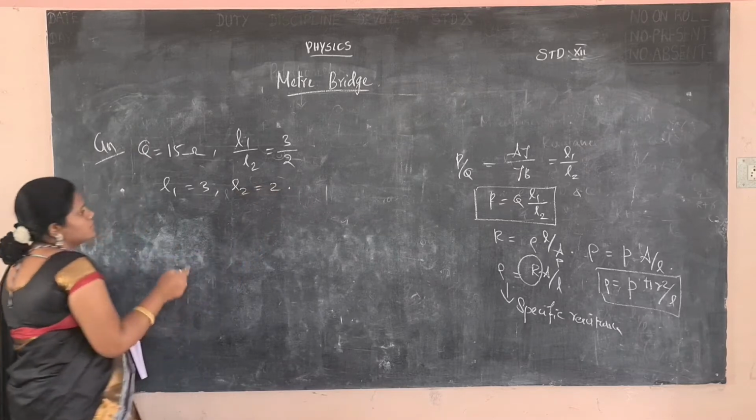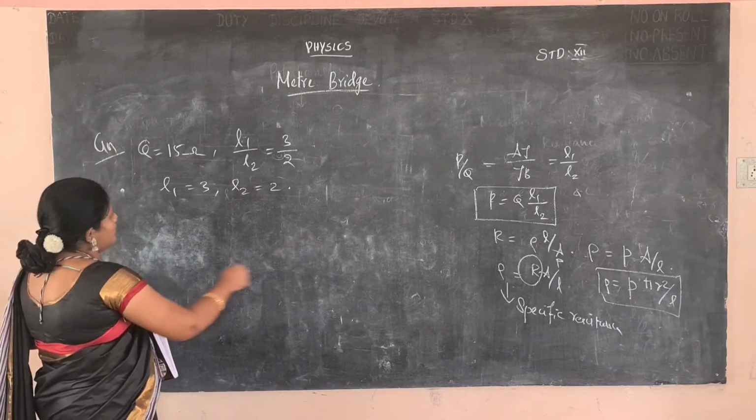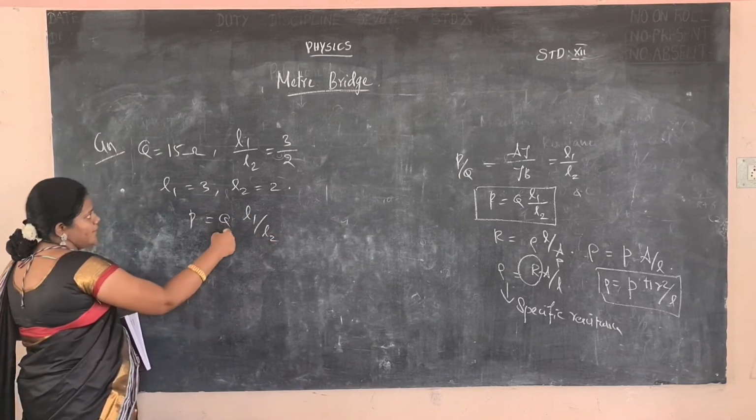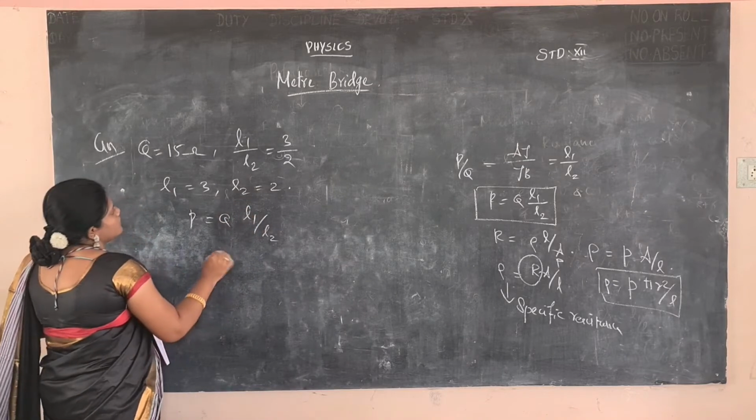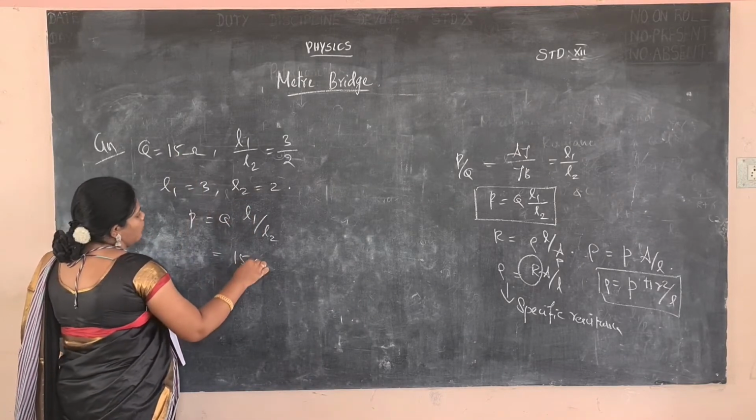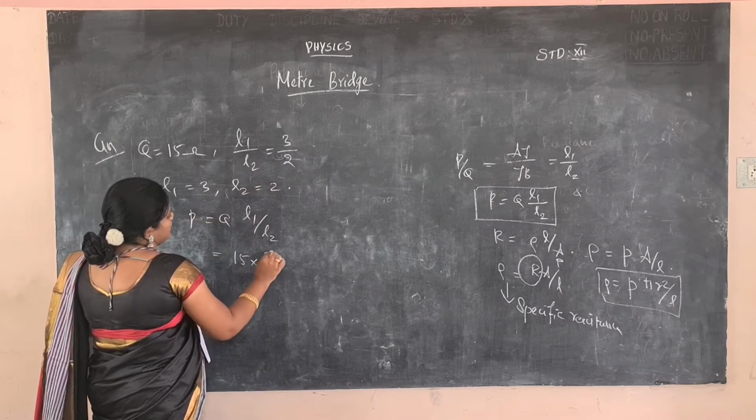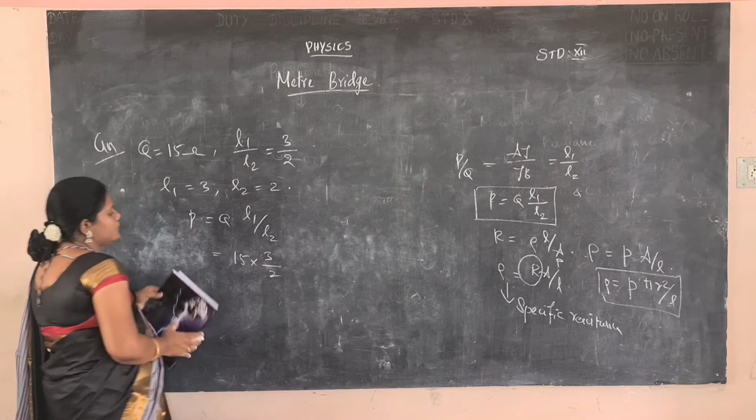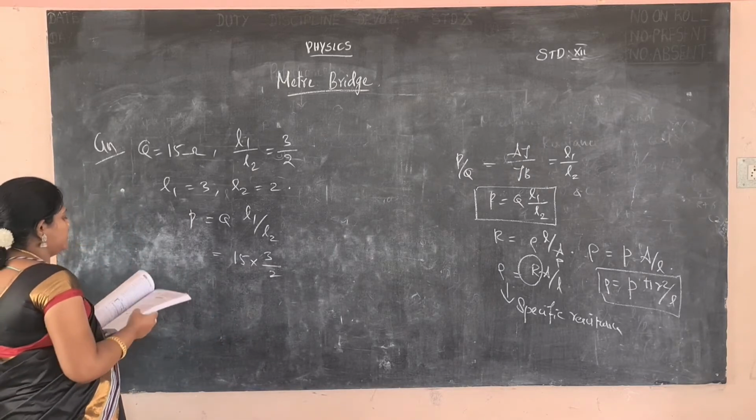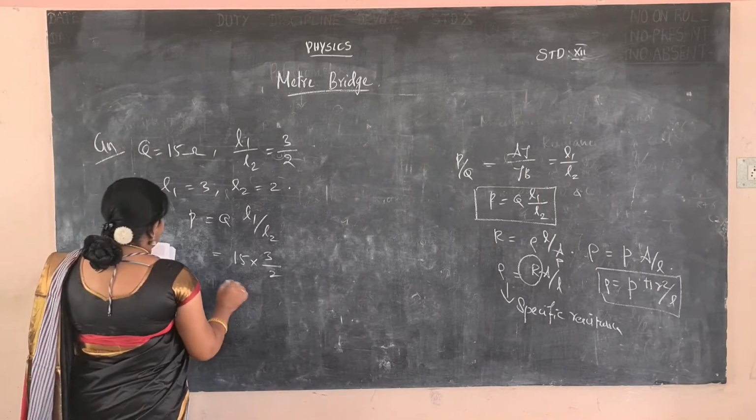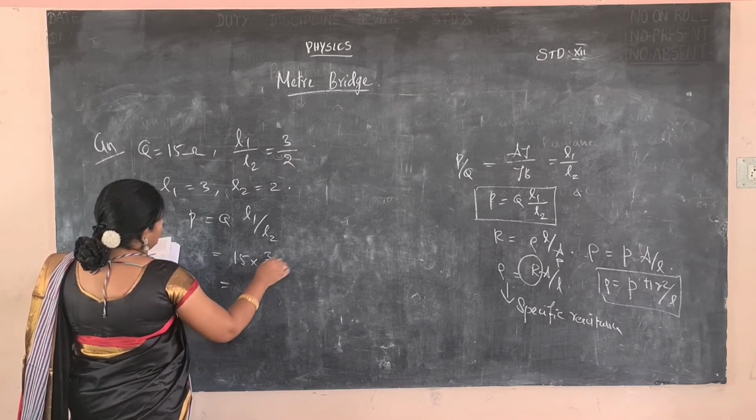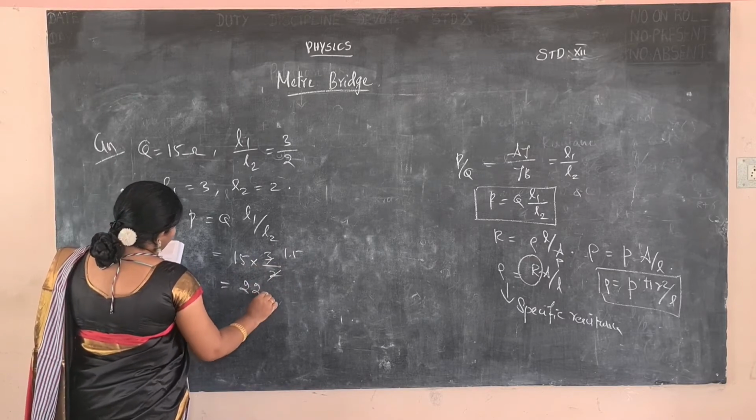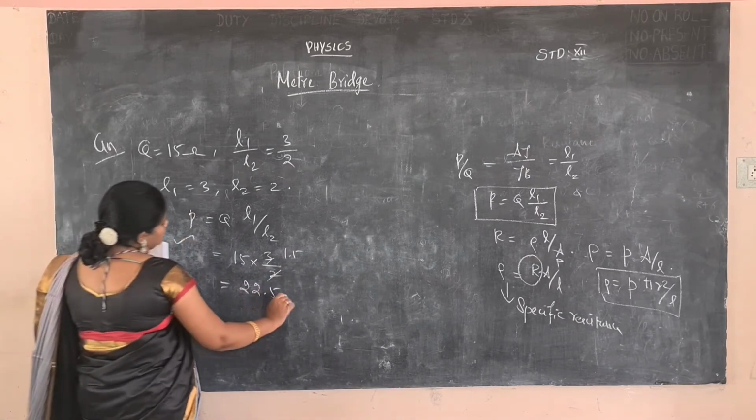Okay. We want the resistance. What's the formula? P is equal to Q into L1 by L2. So substitute the Q value, the L1 value, and the L2 value. Q is 15 ohm, L1 is 3 and L2 is 2. So 15 into 3 by 2, we calculate 15 into 1.5, which is 22.5. This is the resistance, so the unit is ohm.